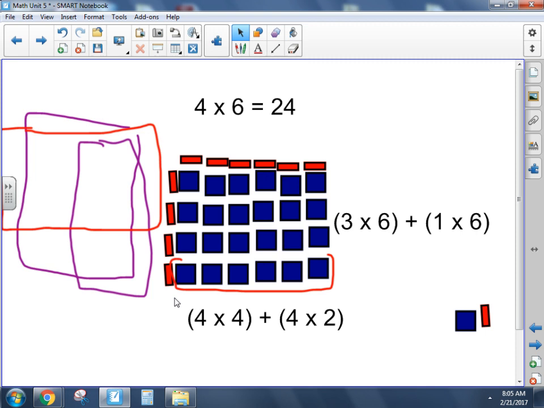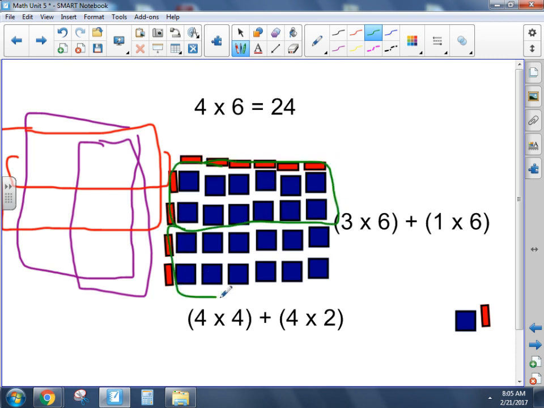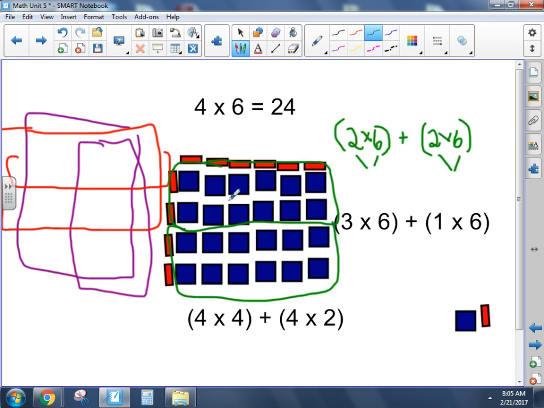I could even do a 2 and 2. So let's use a green one for this one. I could do a 2 by 6, and of course, that would double. So my new equation would be 2 times 6 plus 2 times 6. But you have to remember that it is really important to put those parentheses around, because that tells the math reader, whoever it is, that there are 2 separate steps that we're adding together. This is step number 1 and step number 2.